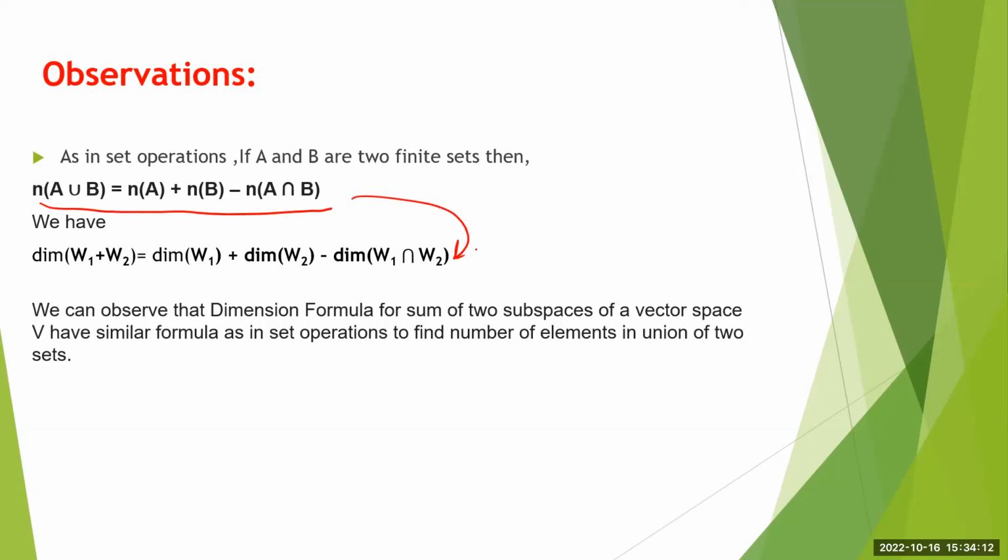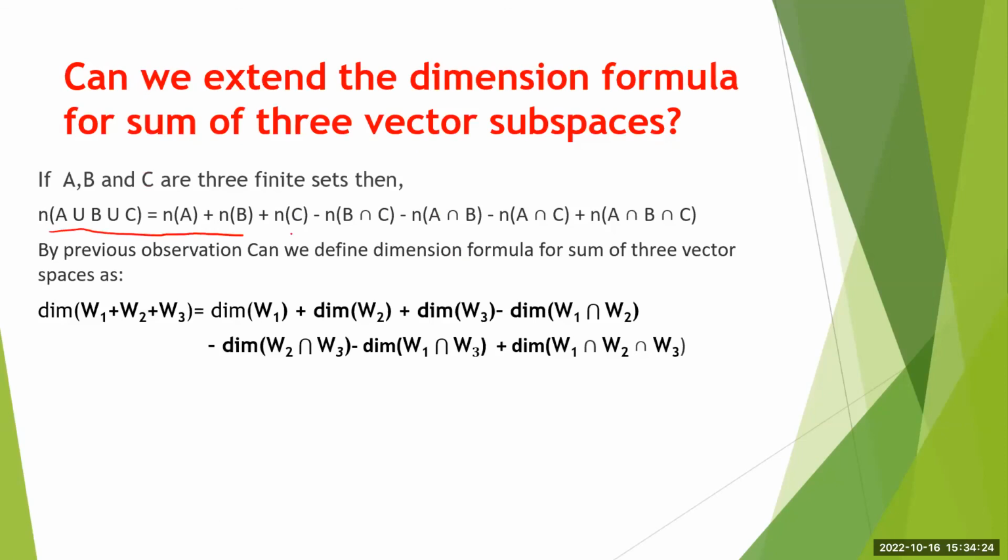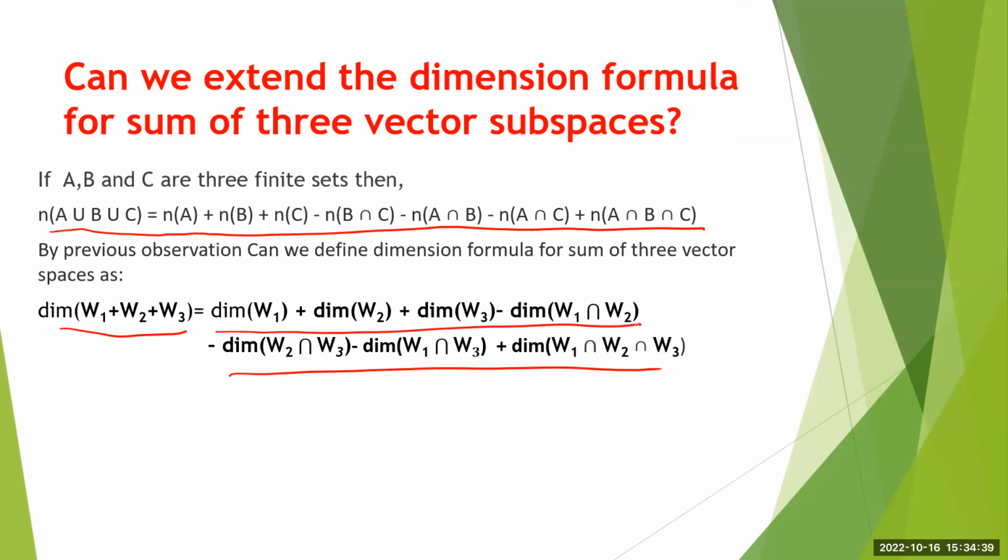But can we extend it? In set operations, if we have three finite sets A, B, and C, then we have a formula for the cardinality of A union B union C. So can we extend this to the sum of three subspaces of a vector space V, that is, for the dimension of W1 plus W2 plus W3? Can we say this formula is true? Any guess? Because if this is true, then we have to prove it, and if it is not true, we need to show some counterexamples.